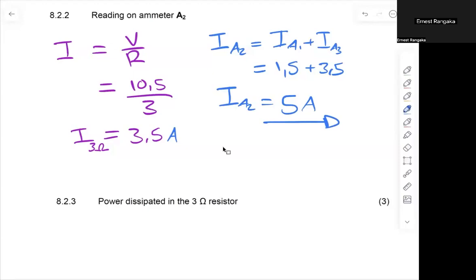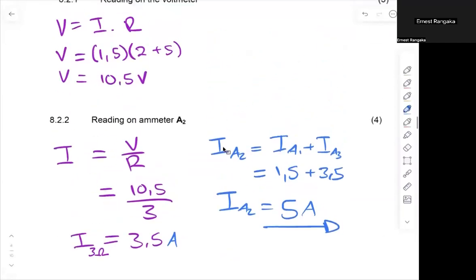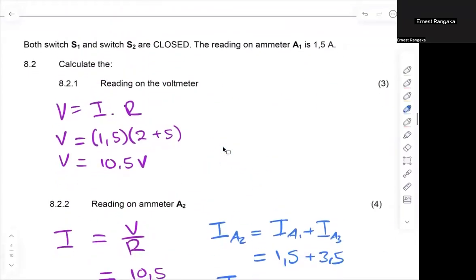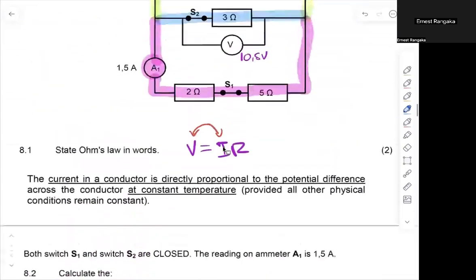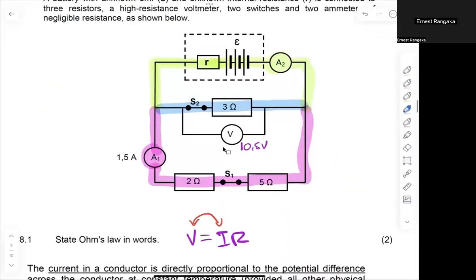So thank you for that note there, Prudence. And then someone's asking to see the question for 8.2.1. It was asking for the reading on the voltmeter. The voltmeter is the one that sits on my blue branch in that case. Okay, hope that's good.